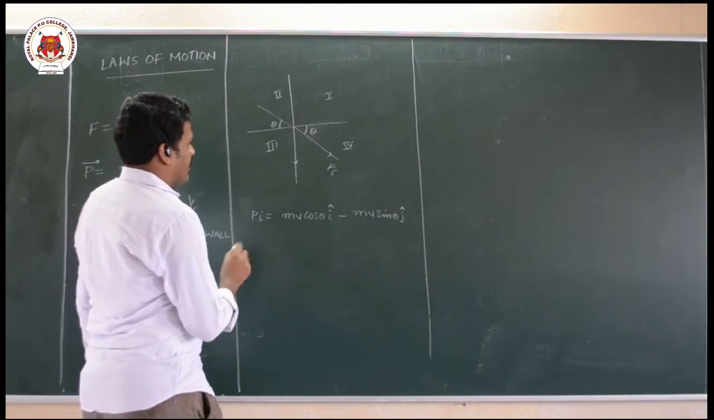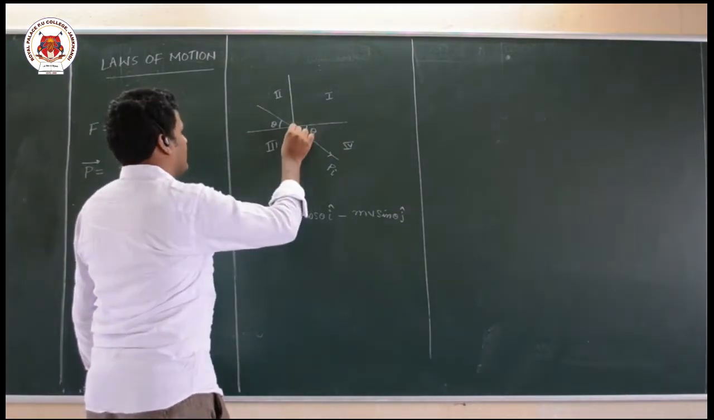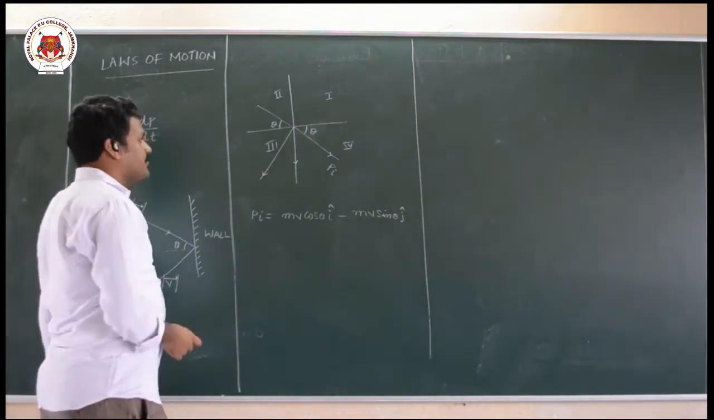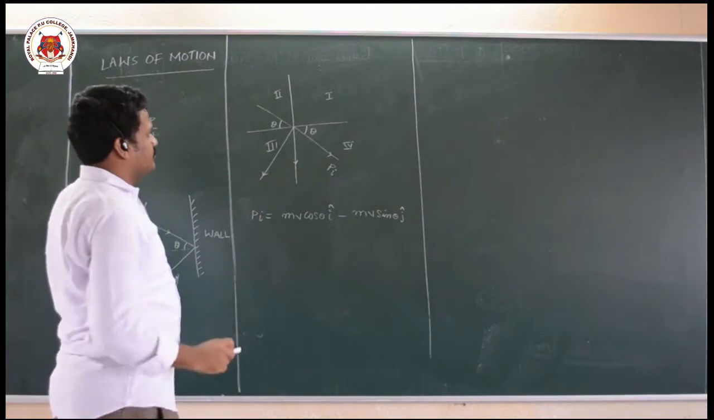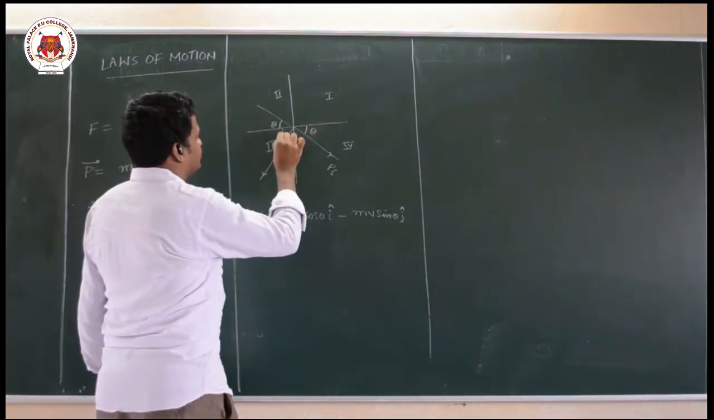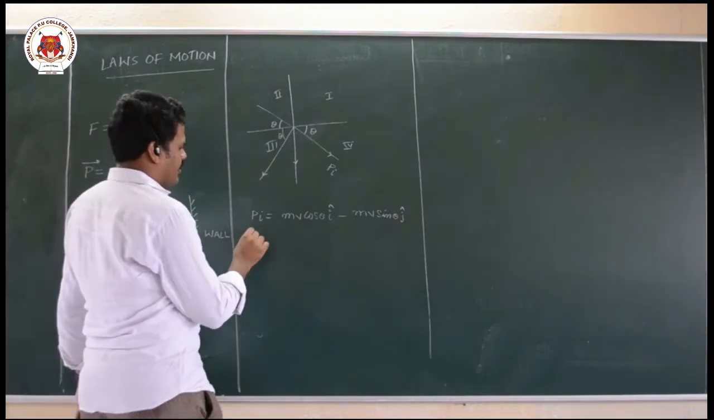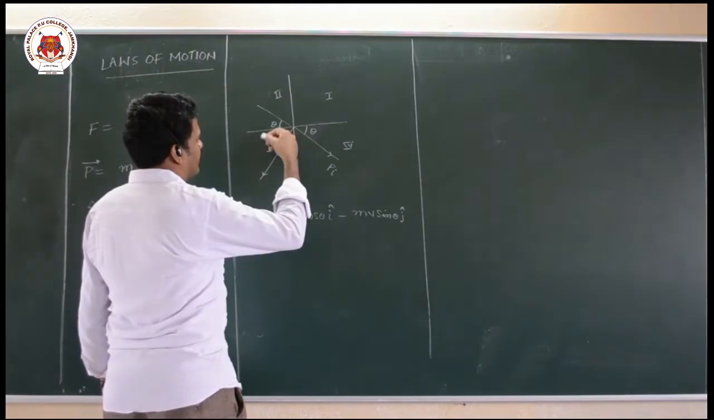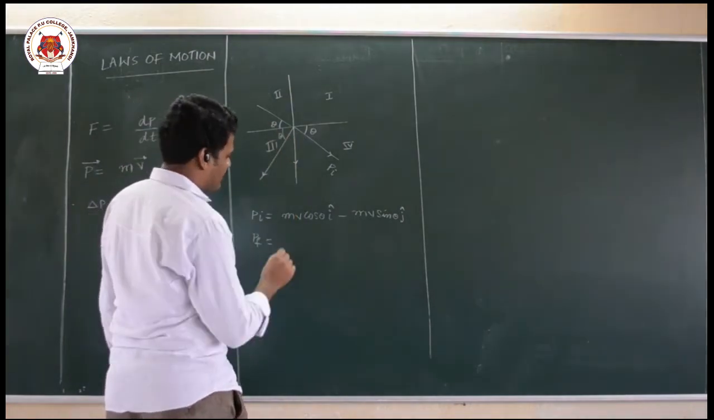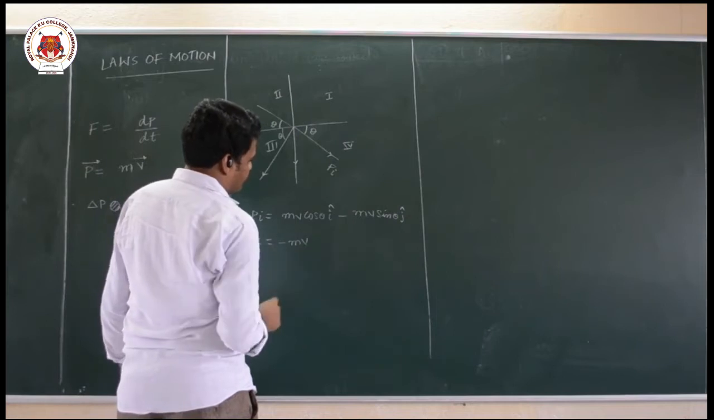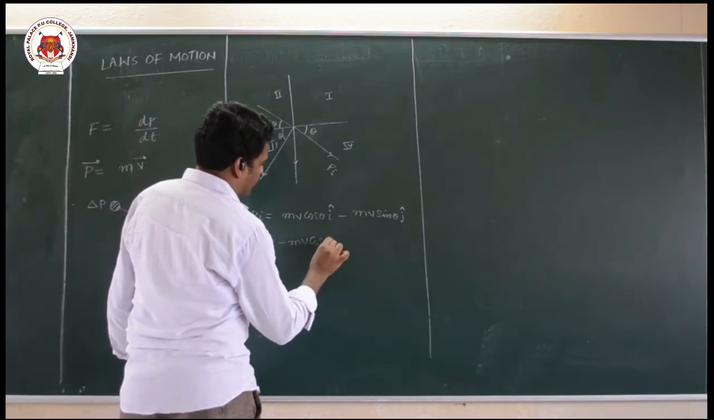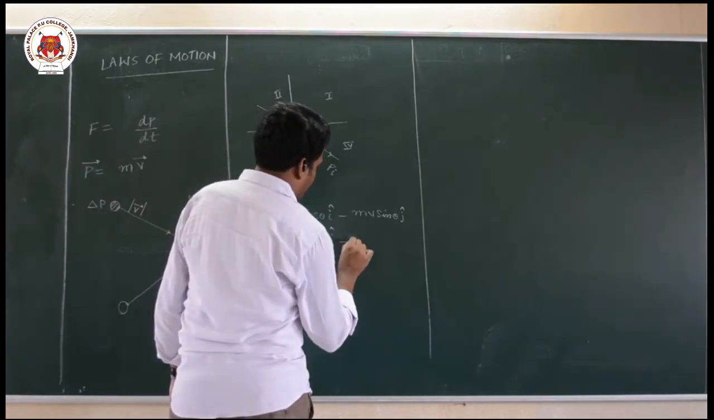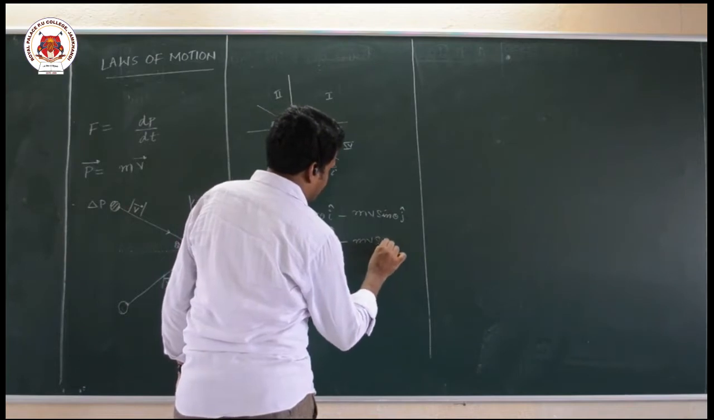Next, after colliding with the wall, this particle travels in this direction, along the 3rd quadrant. The angle made is theta. So again you can write P final is equal to, in this quadrant both x and y are negative, minus mv cos theta i minus mv sin theta j.